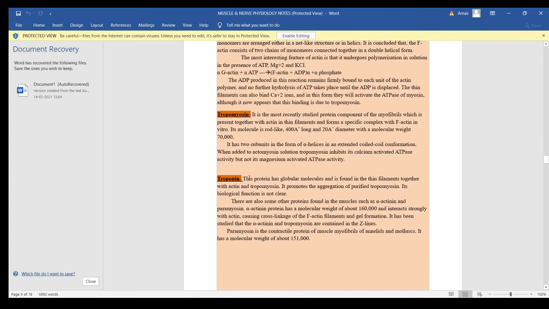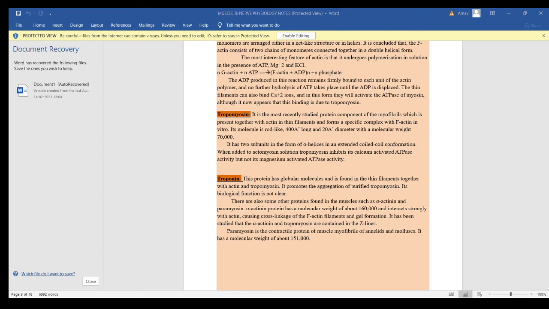Then the next is the troponin, which is one more protein attached along with the tropomyosin, and this tropomyosin attached with the actin filament is able to get attached with the myosin filaments. So we can say that not only are the actin and myosin filaments directly attached, but for the attachment of the actin filament with the myosin filament, it requires some more proteins like tropomyosin and troponin.